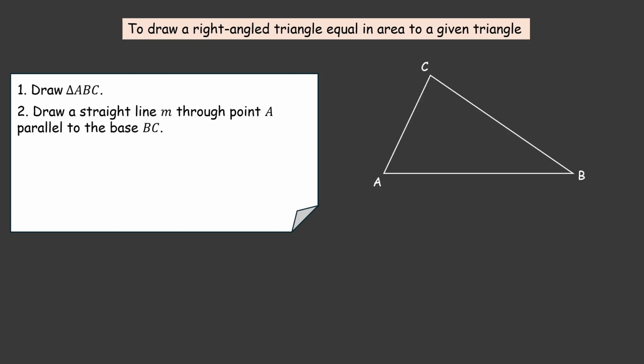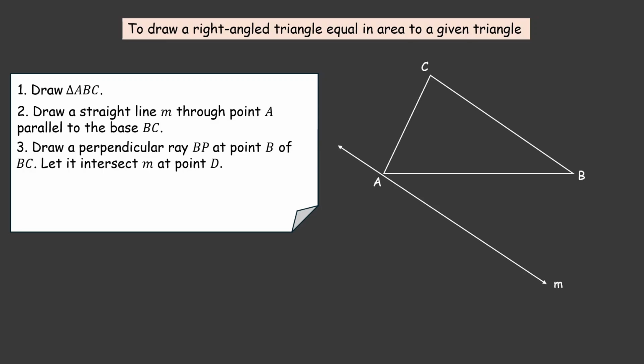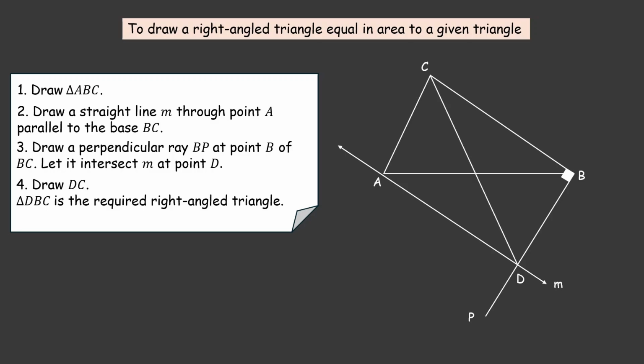We'll draw ABC. We'll draw a straight line M through point A which is parallel to BC. Draw a perpendicular ray BP at point B and let it intersect line M at point D. Draw DC and this is the required right angled triangle.